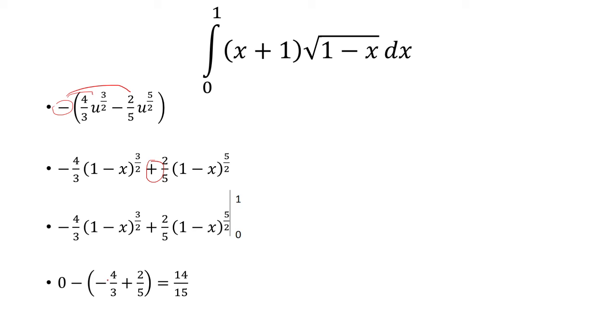So when I do that, I get negative 4/3 plus 2/5. So this right here is just negative 14 over 15. But then I have the negative outside, and that's why it turns into positive 14 over 15. And that is my final answer.